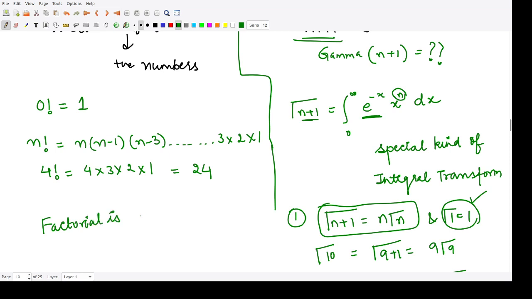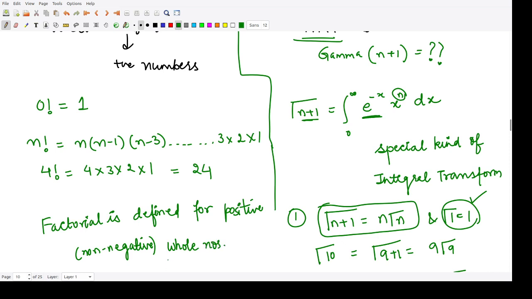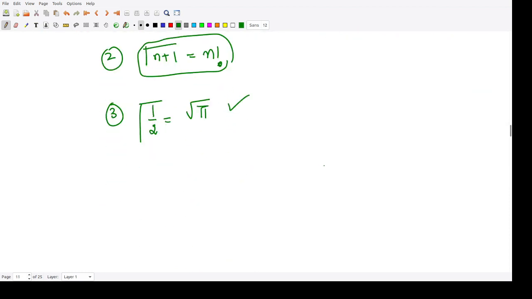is defined or calculated only for positive, or you could say non-negative, because 0 is also included, non-negative integers, or rather whole numbers. So that means you could calculate it for 0, 1, 2, 3, 4 and so on. You cannot calculate it for half, or for 3 by 4 and quantities like this. So for that we use this gamma of some particular quantity.